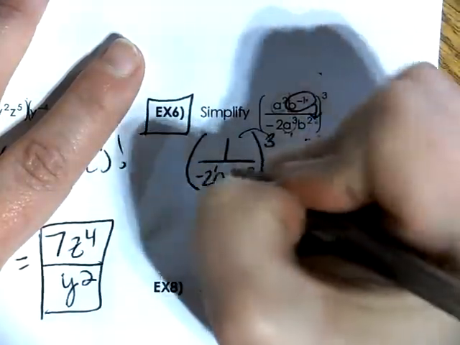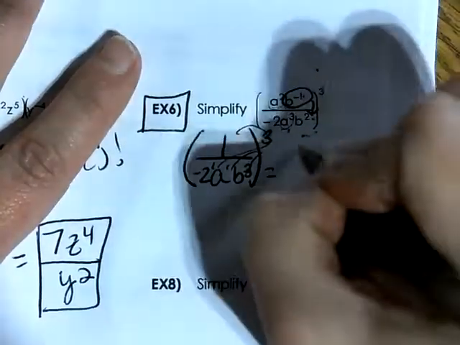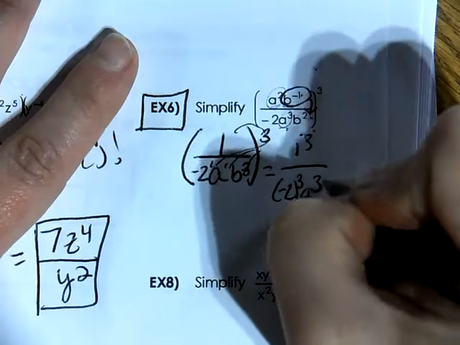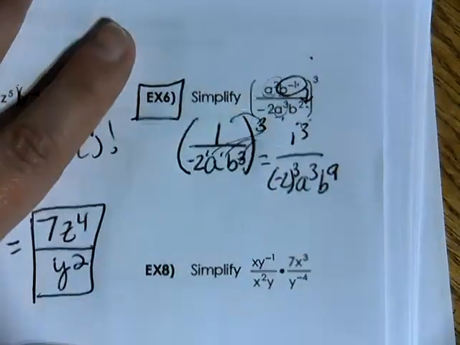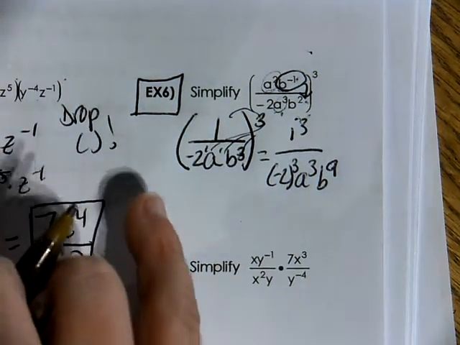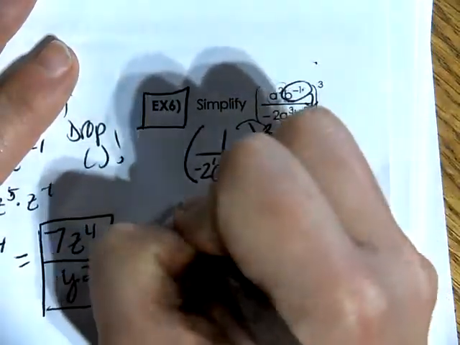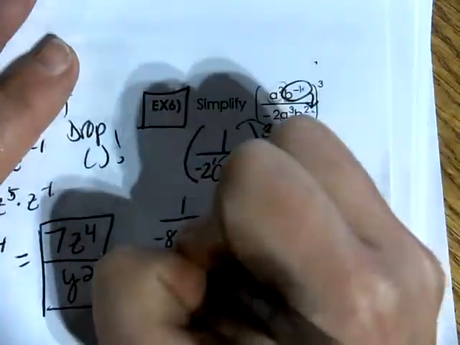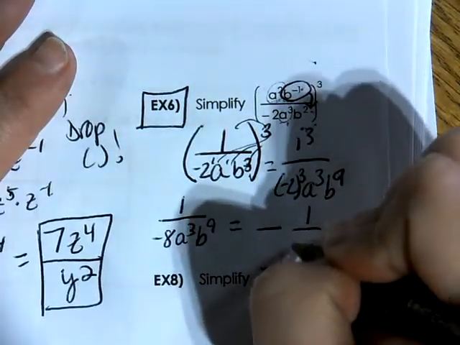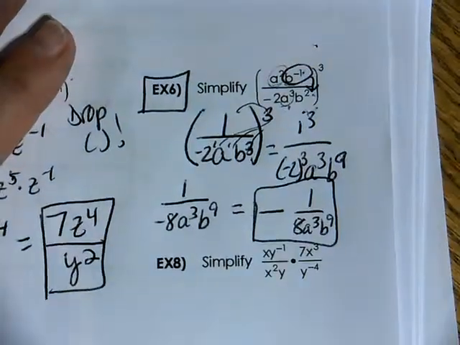And now I'm going to distribute to all of my exponents the number 3. So this is going to be 1 to the 3rd power over negative 2 to the 3rd power times a to the 3rd power times b to the 9th power. So I put negative 2 into parentheses, and that's because it's going to be negative 2 times negative 2 times negative 2, which is going to make this a negative 8. So I'm going to have 1 over negative 8, a to the 3rd, b to the 9th. And if you want to rewrite this as just simply negative 1 over 8, a to the 3rd, b to the 9th, you can do that as well, just to make this whole fraction negative.